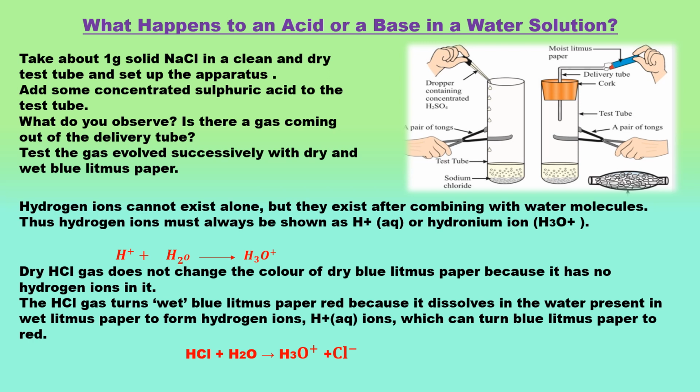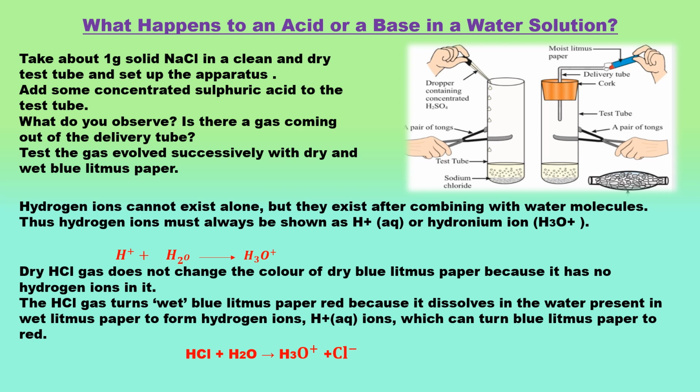Hold a dry, blue litmus paper in hydrogen chloride gas. There is no change in the color of dry, blue litmus paper. This shows that hydrogen chloride gas, HCl gas, does not behave as an acid in the absence of water. We now hold a moist or wet blue litmus paper in hydrogen chloride gas. We will see that the moist blue litmus paper turns red. This shows that hydrogen chloride gas, HCl gas, shows acidic behavior in the presence of water.